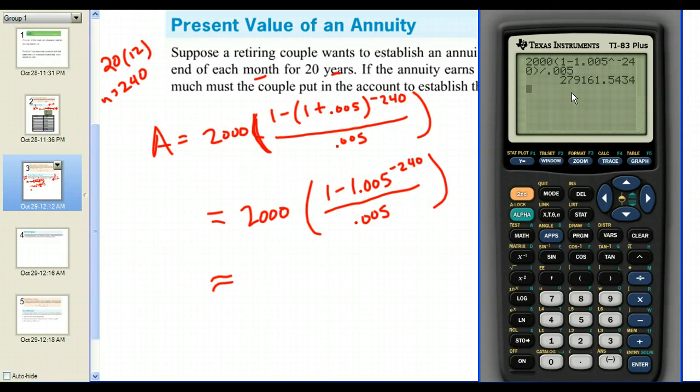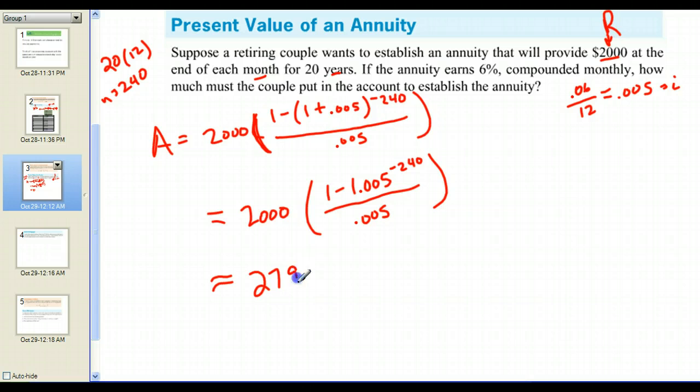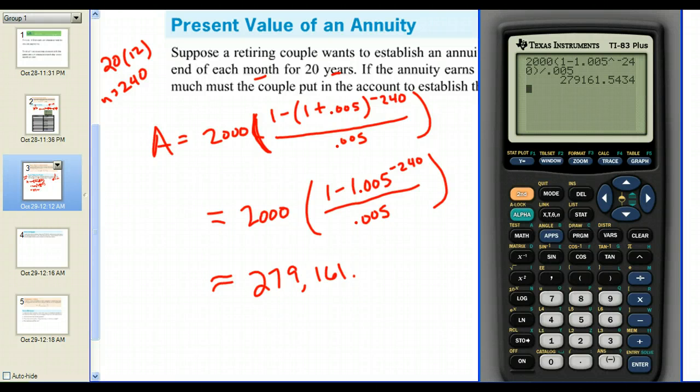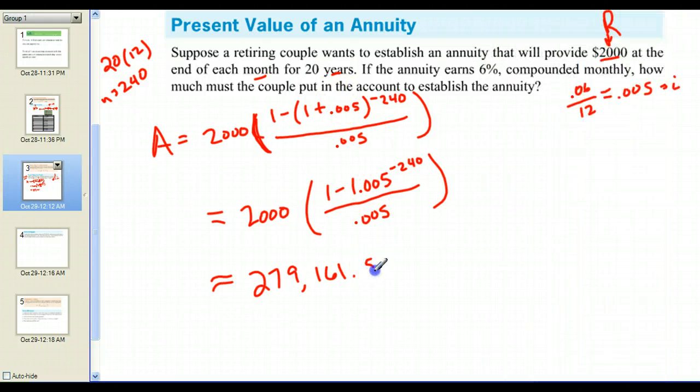So this is how much money Grandma and Grandpa have to have to be able to do this. $279,161, and make sure you get those pennies right, because that's the important stuff. 54 cents.